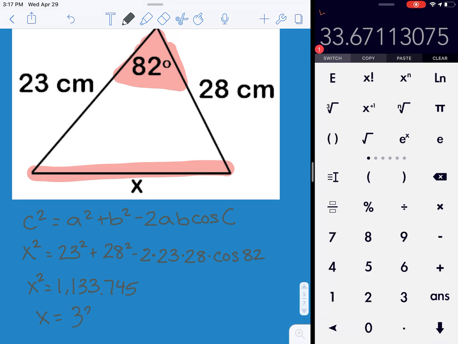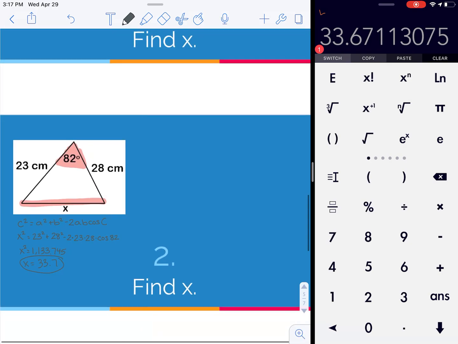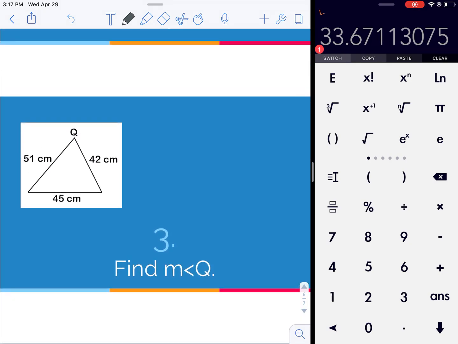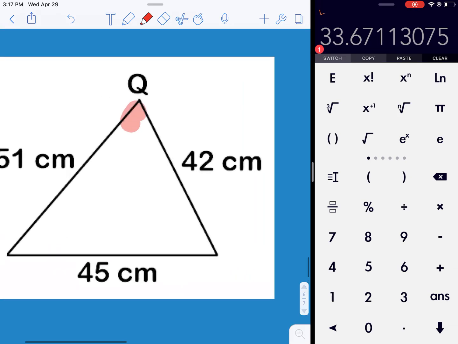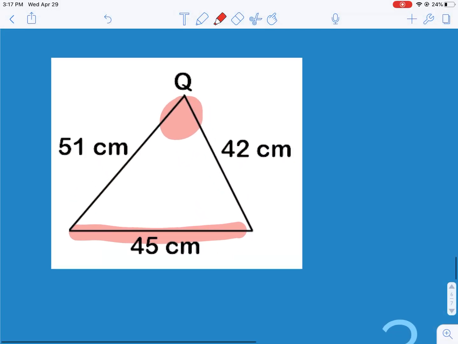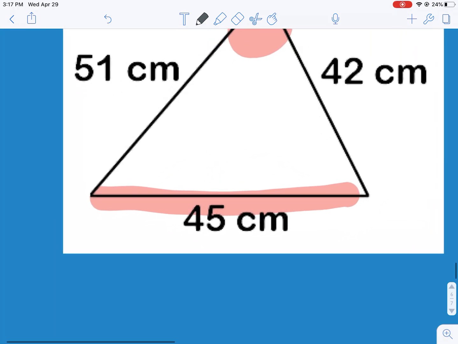And x is 33.7. On this next example, I'm asked to find this angle Q. 45 is opposite the angle I'm looking for, so that one has to go in for C. So I'm still going to start with my formula. C squared equals A squared plus B squared minus 2AB times the cosine of C.